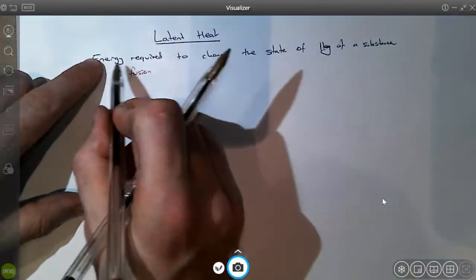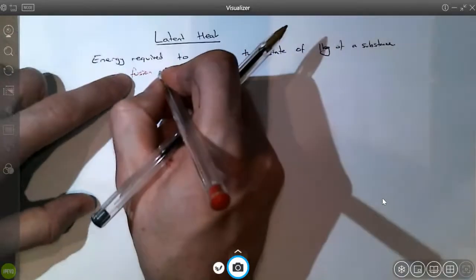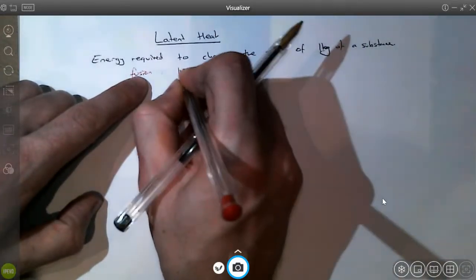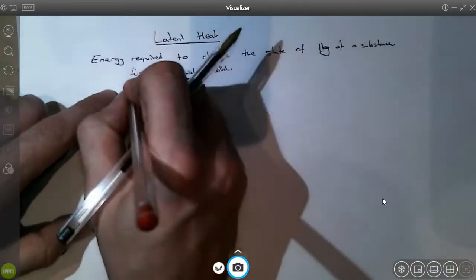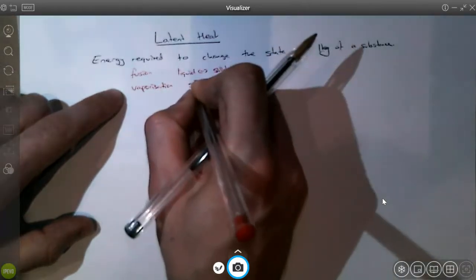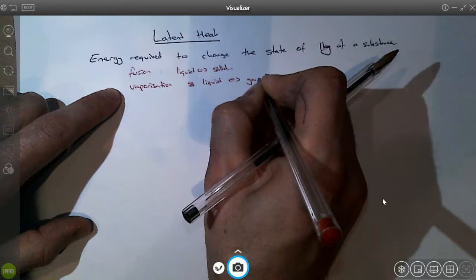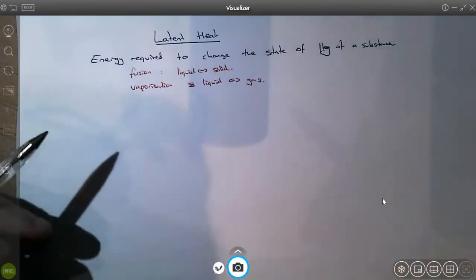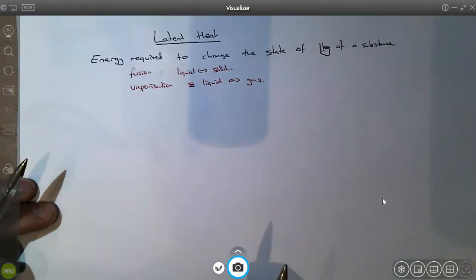We can talk about the energy required to change 1 kilogram of liquid to solid, in which case we're talking about fusion. Or we could talk about the latent heat of vaporization, where we're talking about liquid to gas. So students need to know two latent heats, the latent heat of fusion and vaporization.